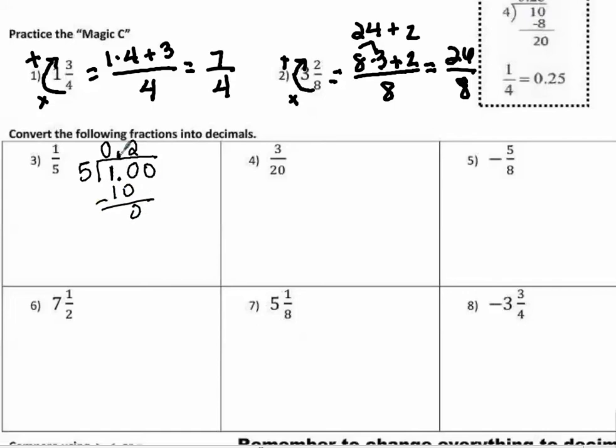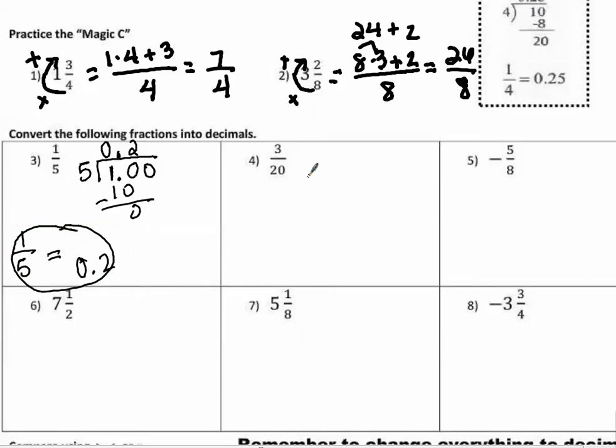So your answer is 2/10, 0.2. Rewrite your answer so you can see 1/5 is equal to 2/10. Circle it.